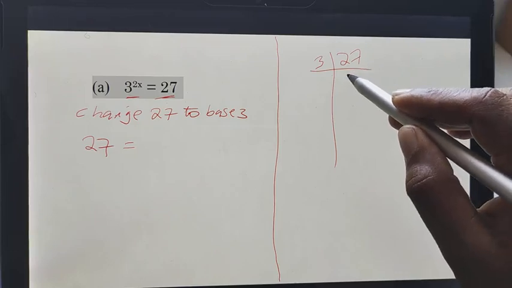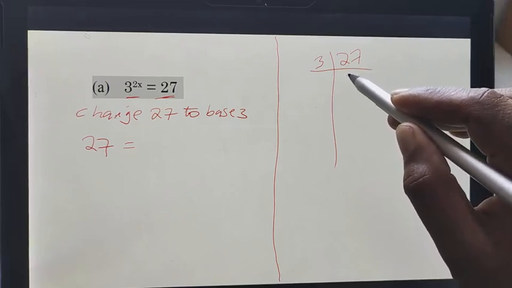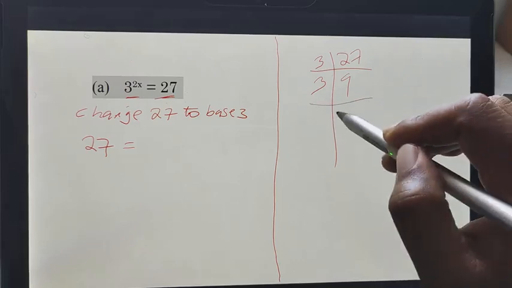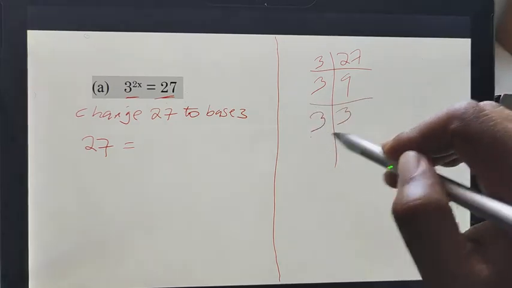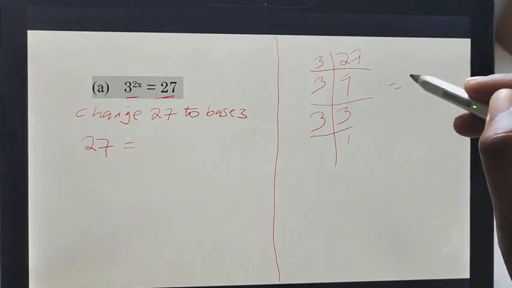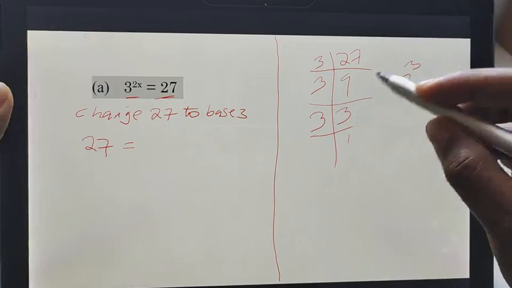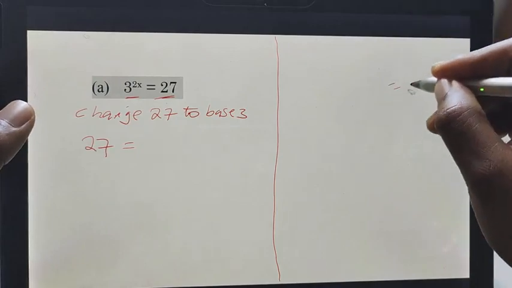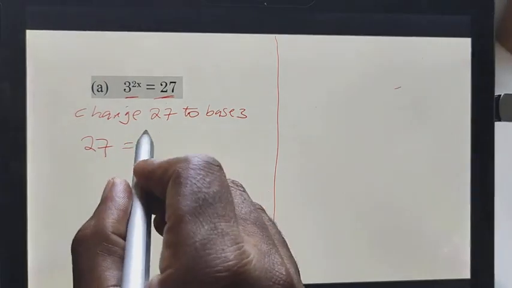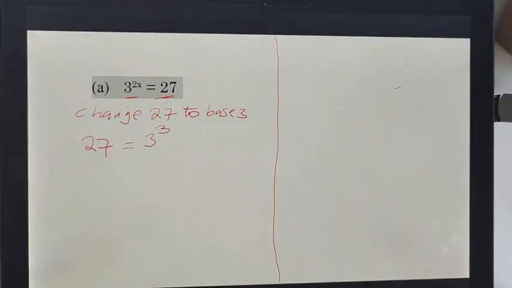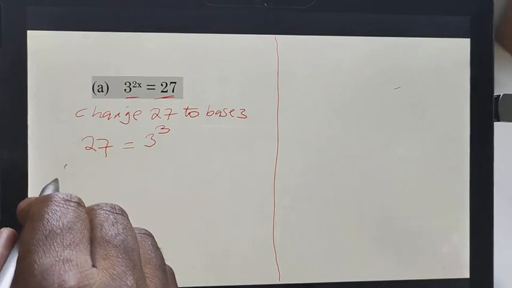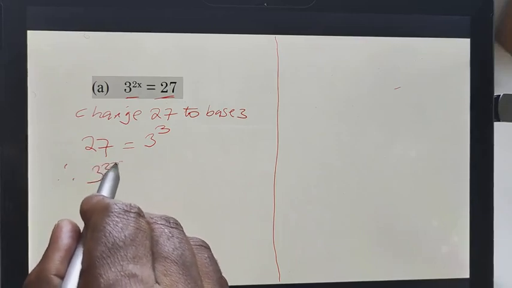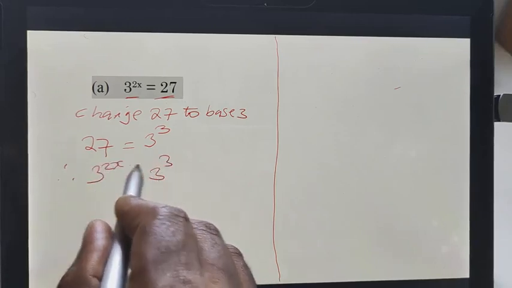3 into 27, that's 9. 3 into 9, that's 3. 3 into 3, that's 1. So the same as to say 3 to the power 3. That's how we change a number to a certain base. So 27 is the same as 3 to the power 3. Therefore, we can rewrite that as 3 to the power 2x is equal to 3 to the power 3.